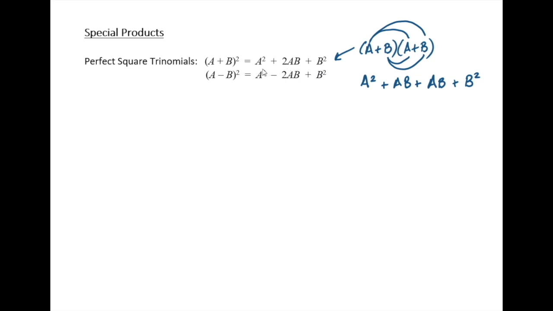We call this a perfect square trinomial because when we factor it, we get two factors that are the same, so we can write it as a perfect square.